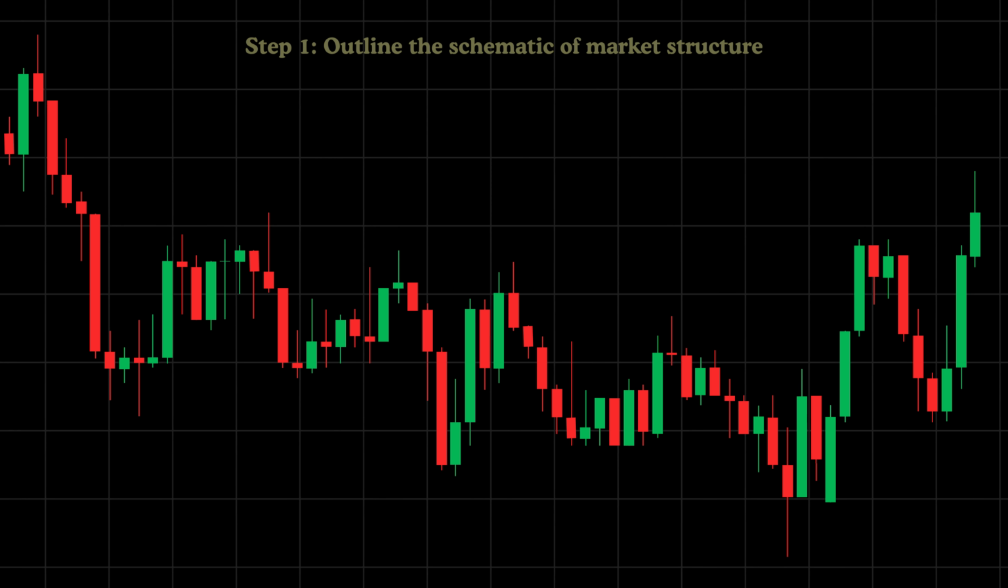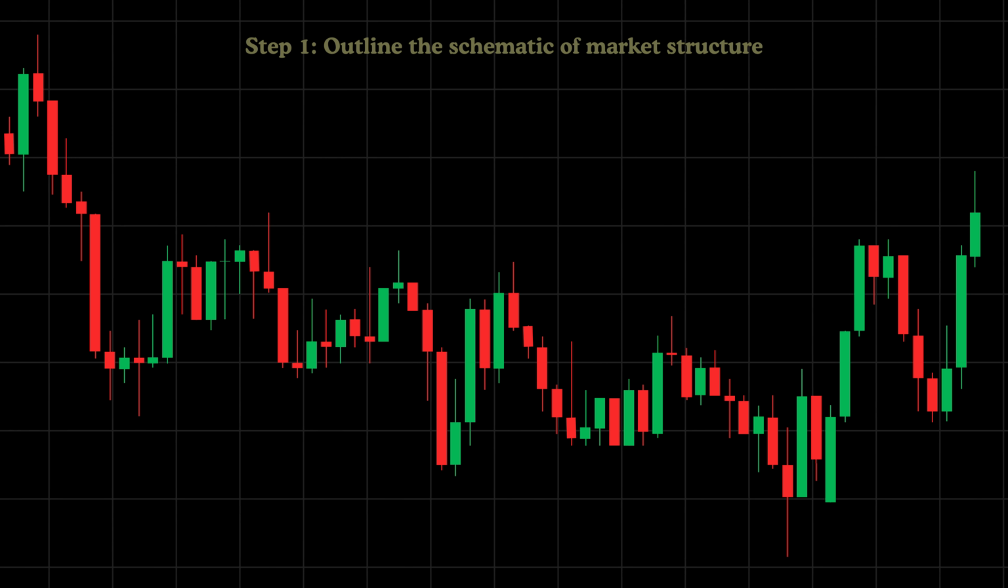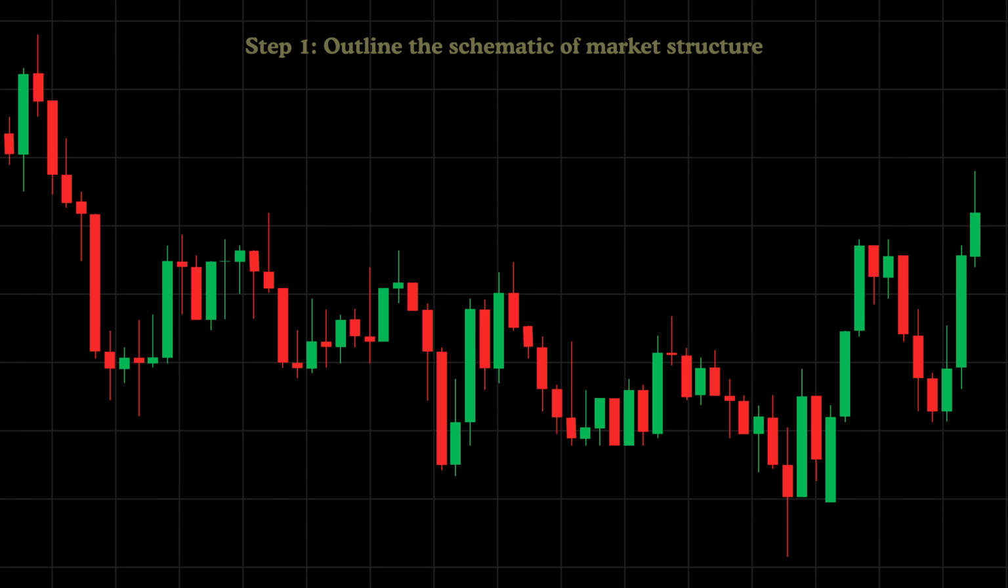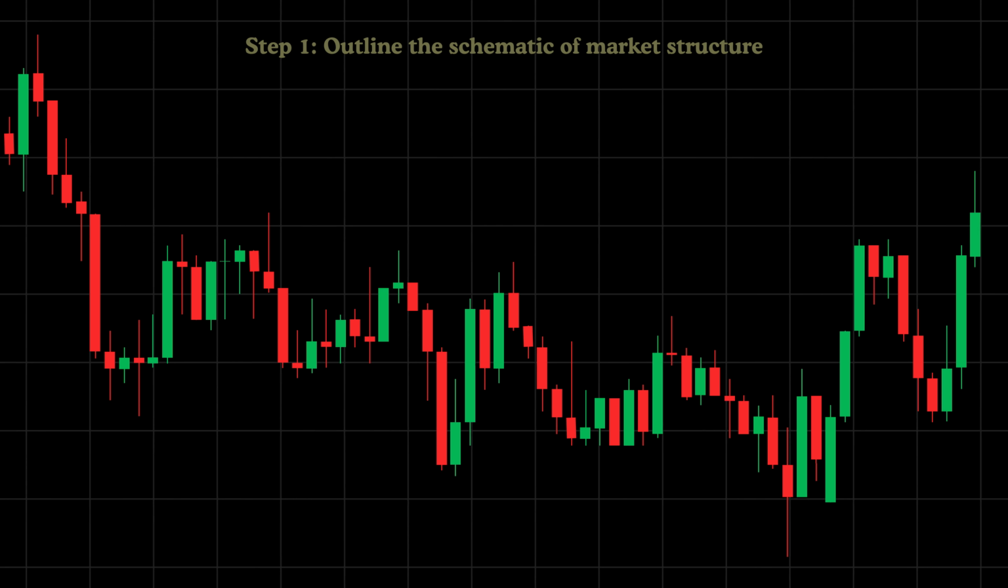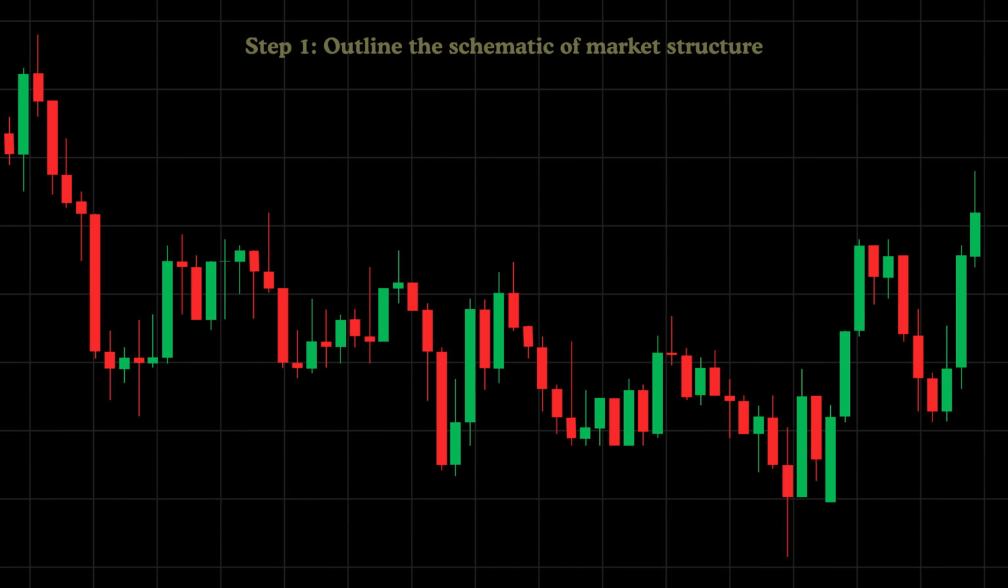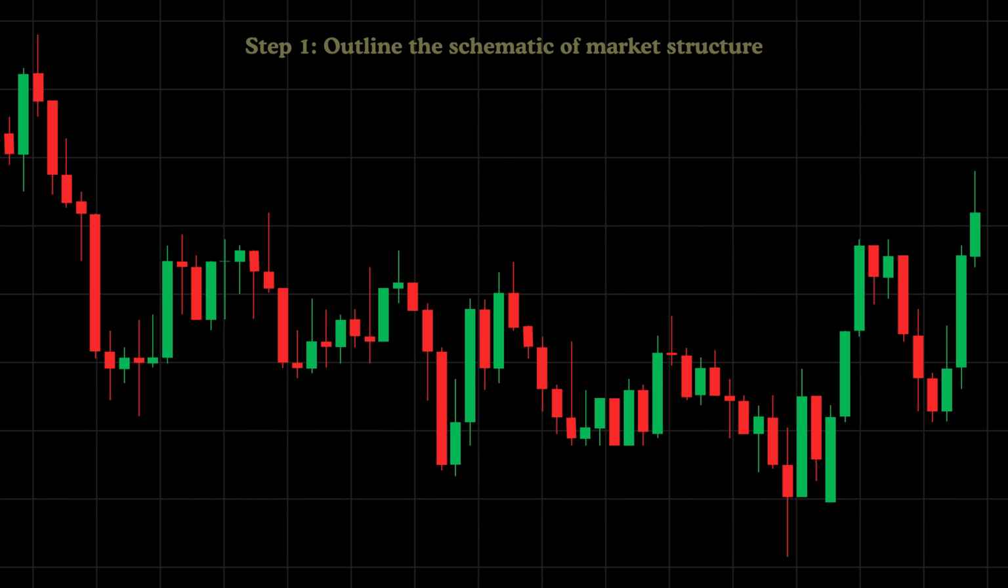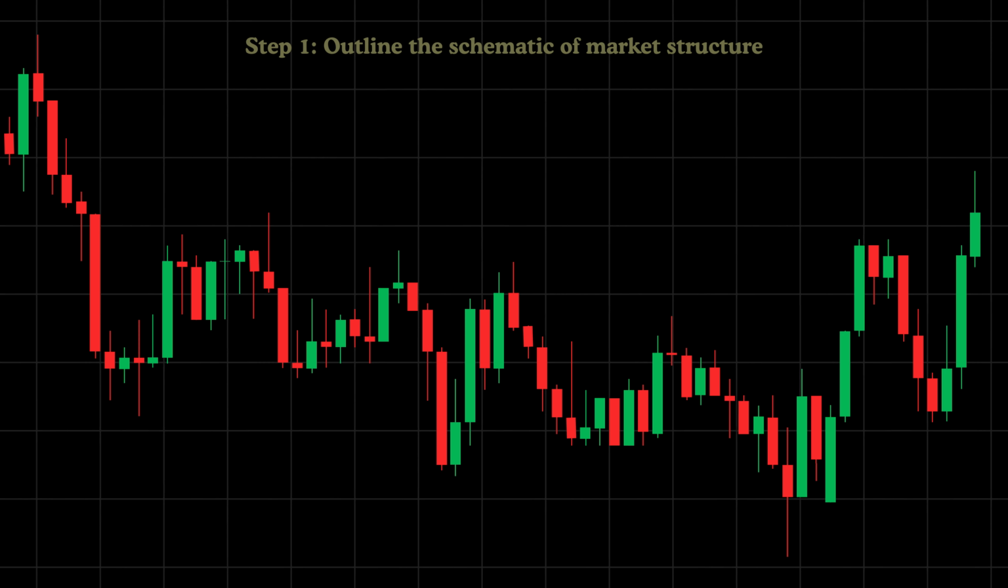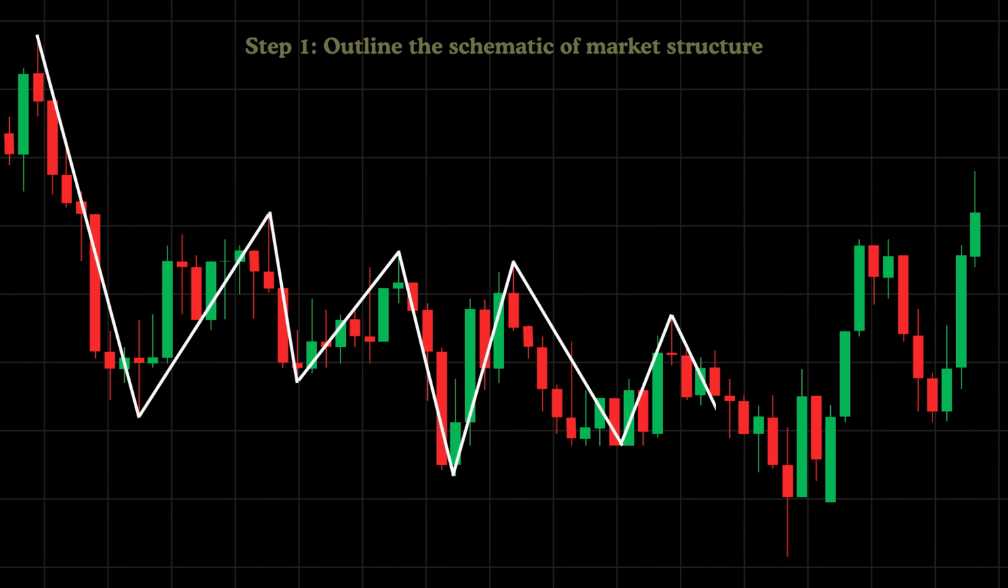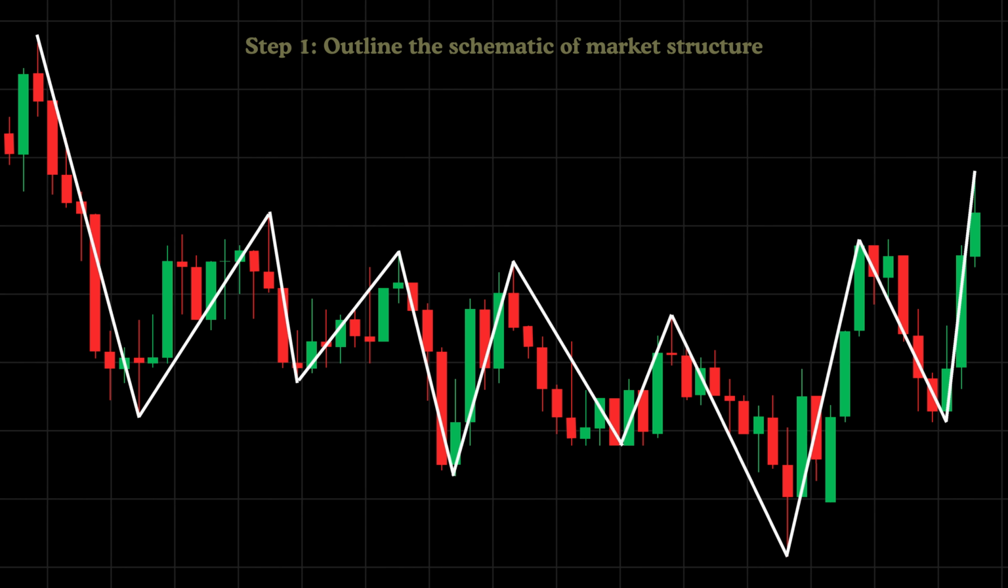As we start our analysis on the 1-hour chart, the first thing we do is map out the market structure schematic to grasp both the direction and the structure of the market. This schematic is drawn by connecting the lowest and highest visible swing points. For instance, this could represent the structural schematic of price swings for this particular pair.